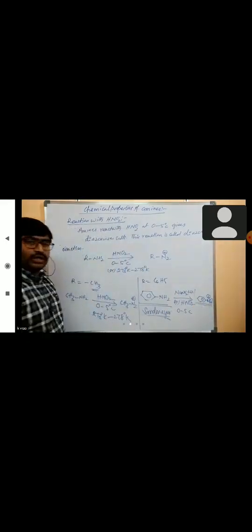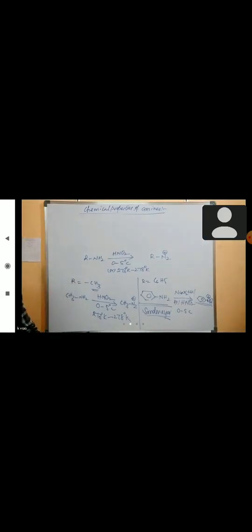This reaction was particularly given by the scientist, the Sandmeyer reaction: preparation of benzene diazonium chloride. The condition is NaNO2 plus HCl, or HNO2, at 0 to 5 degrees centigrade. Only primary aliphatic amines and primary aromatic amines give this reaction.